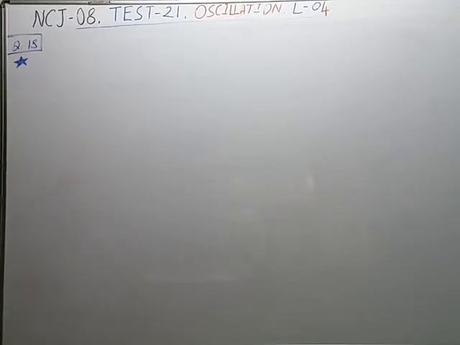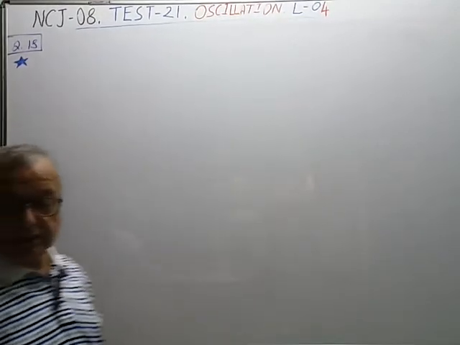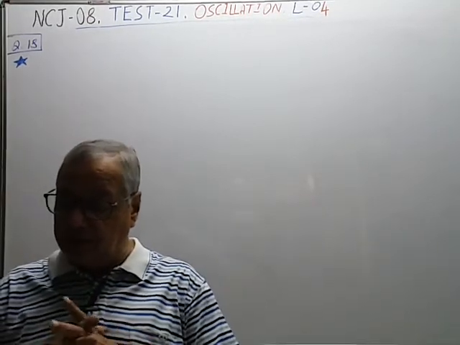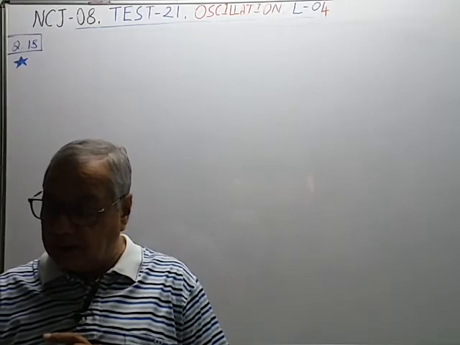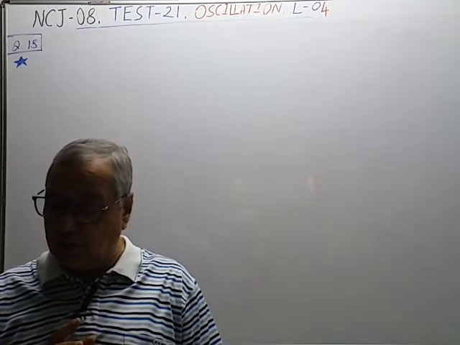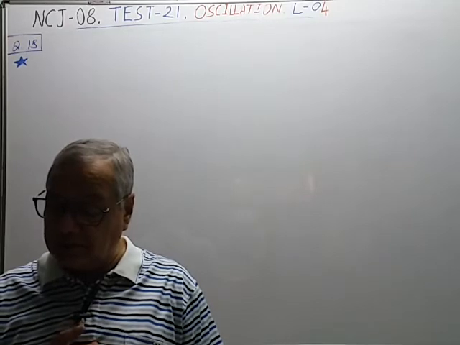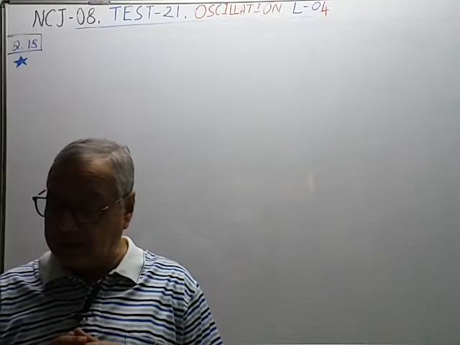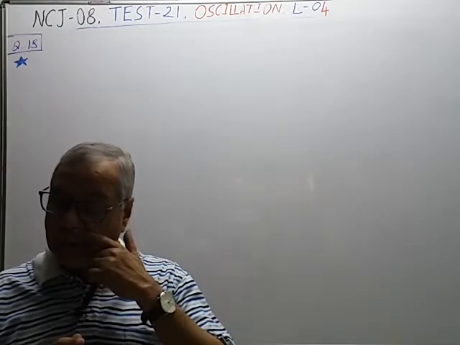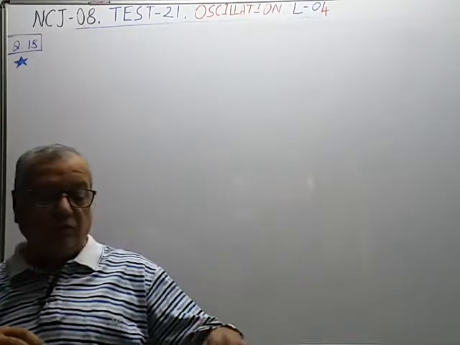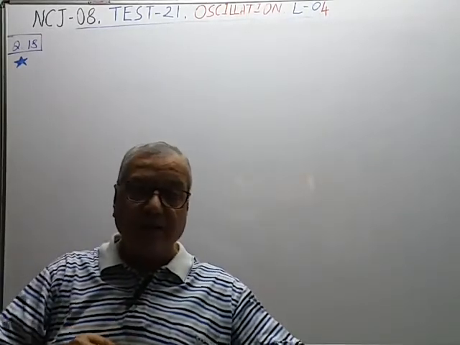Next question number 18. A spring of constant K is cut into 4 equal parts and 2 parts are connected in parallel. What is the effective spring constant? 4K, 16K, 8K and 6K. So it is a very important problem because we have to use the series and parallel connection.